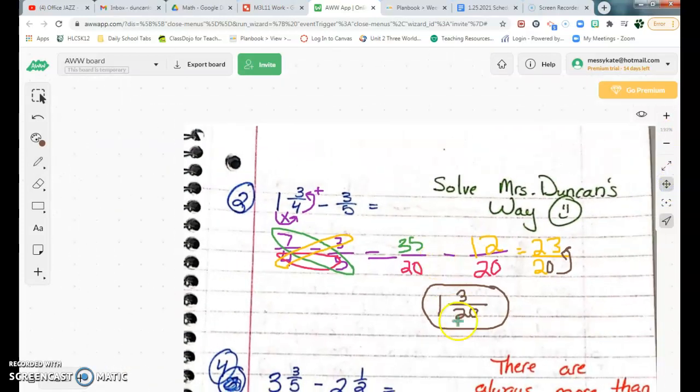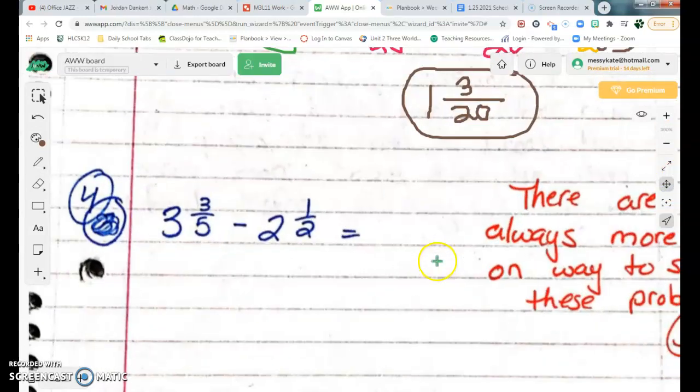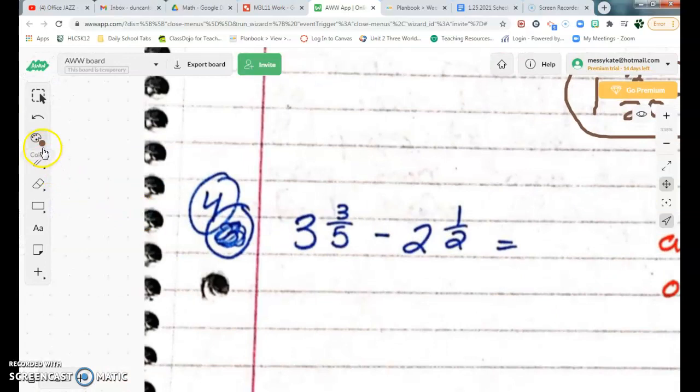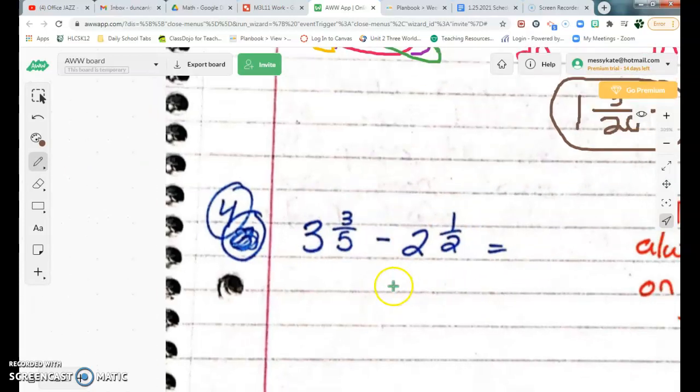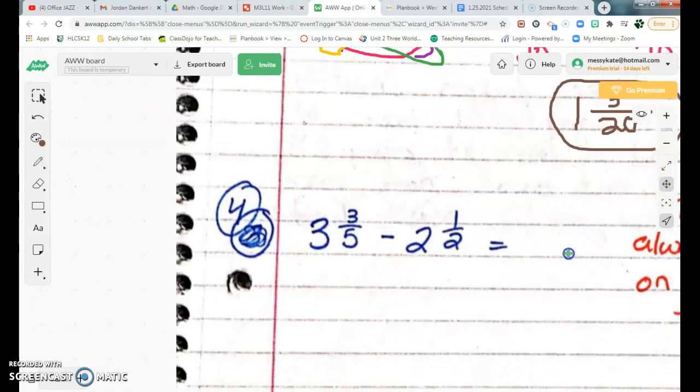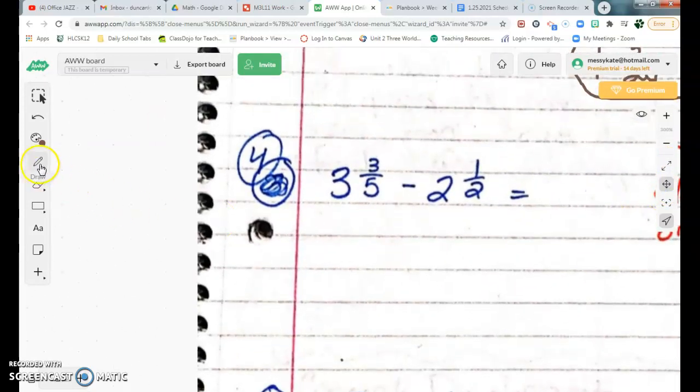Now we're going to scroll out a little bit and we're going to do the next one. Again, I want you guys writing this down for me. This is number 4. Okay, this is 3 3/5 minus 2 1/2. To solve this out, let me move this a little bit here. To solve this out, I need to first convert these mixed numbers into improper fractions. To do that, I'm going to multiply my whole number by my denominator. 3 times 5 is 15. Then I need to add my numerator. 15 plus 3 is going to be 18.